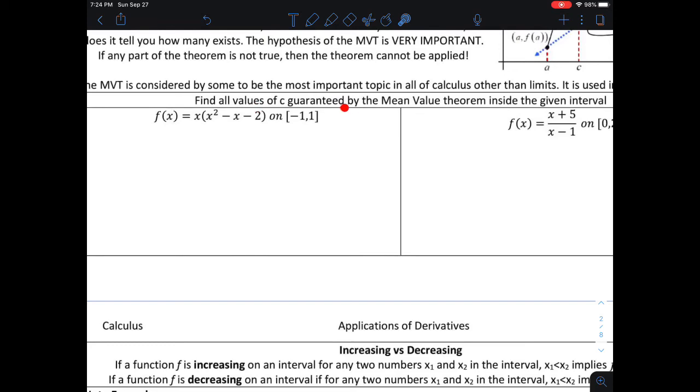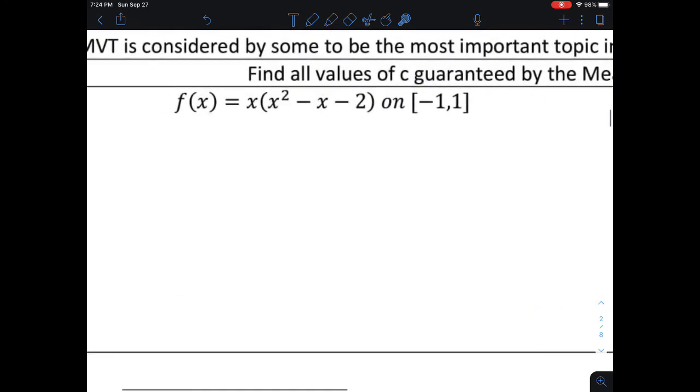So let's find all values of c guaranteed by the mean value theorem inside of the given interval. So we have to do some check marks first. First I need to say, all right, we have a closed interval. Is f continuous on that interval? Well, we have a polynomial. A polynomial is going to be continuous for the set of all real numbers. So f is continuous on that interval. And I also know that f is going to be differentiable on that open interval because polynomials are locally linear over the set of all real numbers.